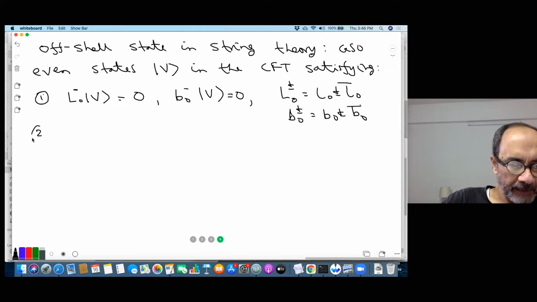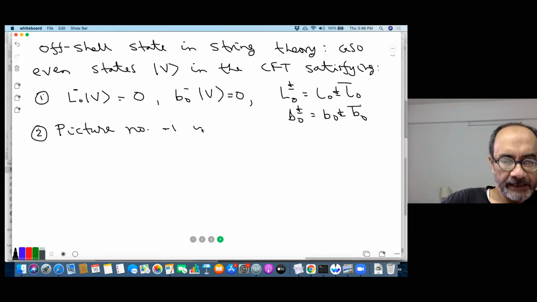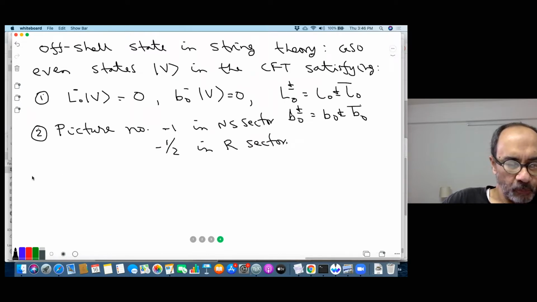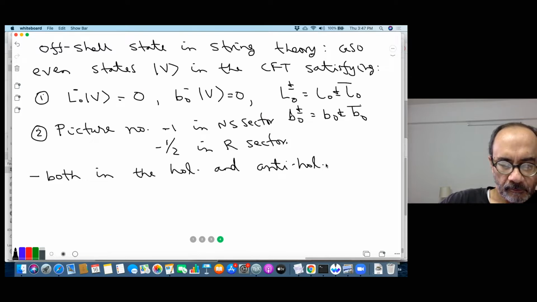Okay. But here we'll put more constraints, and that's the constraint on the picture number. So an off shell string state will have picture number -1 in the NS sector and -0.5 in the R sector. And this should hold both in the holomorphic and anti-holomorphic sector. So this is a general off shell state.